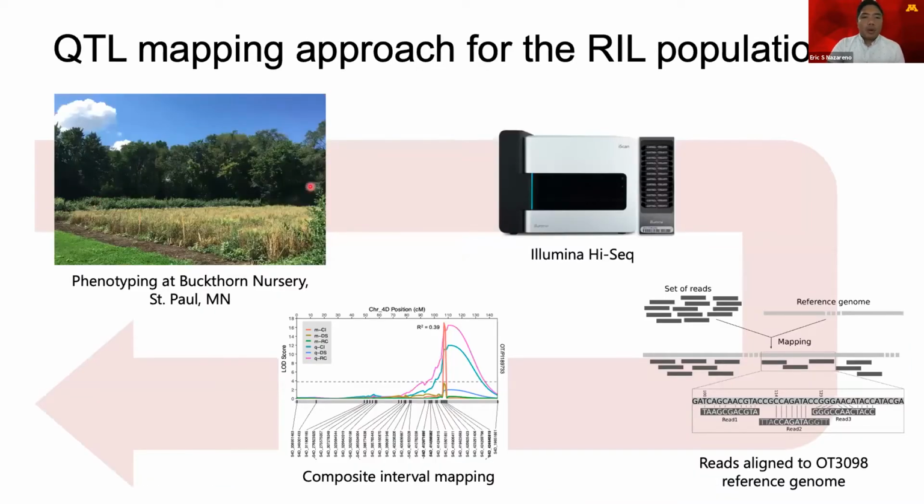This is the mapping approach that I use for identifying QTL from the recombinant inbred line populations. So I phenotype them in the Bucktor nursery, send them for Illumina HiSeq genotyping, and then call the reads against the OT3098 reference genome and call the SNPs, and those SNPs will be used for linkage mapping.